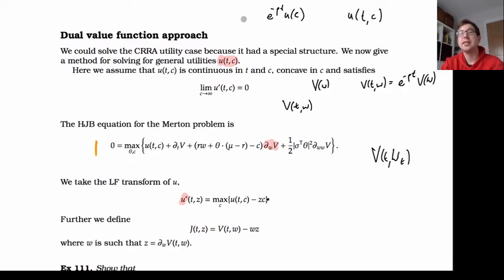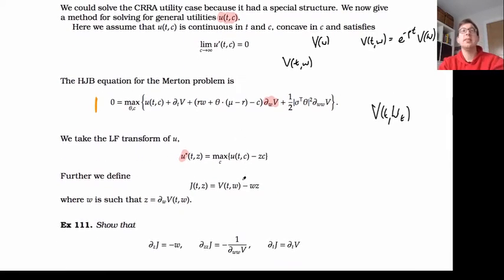To maximize this, the maximum is going to occur where we take z equal to the partial derivative of v with respect to w, so the derivative of this has to be equal to that. Now, if I looked at the same thing with my objective function, v of t and w, I could also do the same maximization. I'd end up with a function j of t and z, where z is equal to the partial derivative of v with respect to w as well.